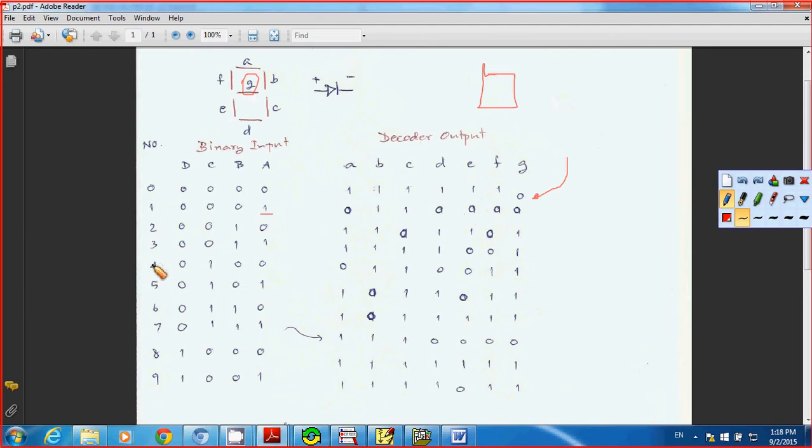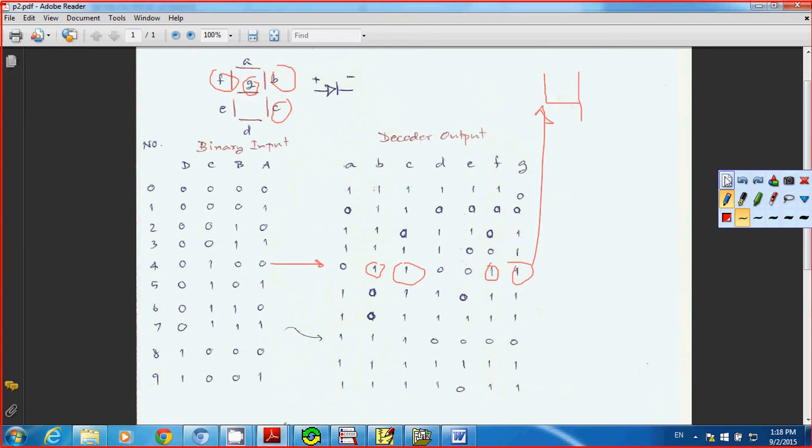And now you take a look at the number 4. This is your 4, correct? So what you need to be on is the output F, G, B, and C, right? So this is your number 4. Take a look. You need B to be 1, that's why I put 1 here. C to be 1, that's why I put 1 here. And then you need F to be 1, and you need G to be 1. That gives you number 4, and the rest are going to have logic 0.